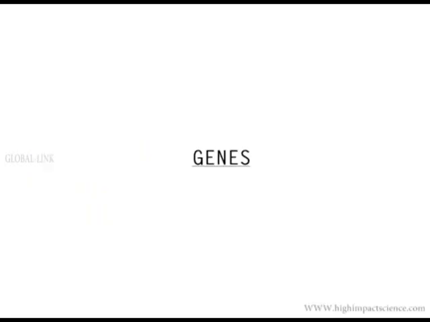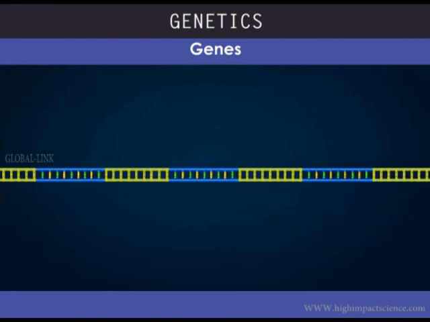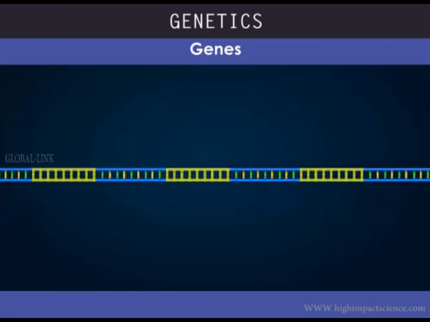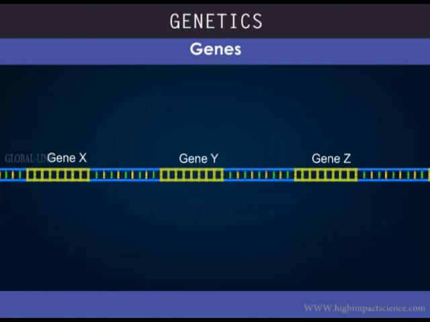And now we look at genes. Now, along the length of the DNA strands are sections called genes. The DNA sequences in the gene regions code for specific features of the organism, for example, a certain protein.